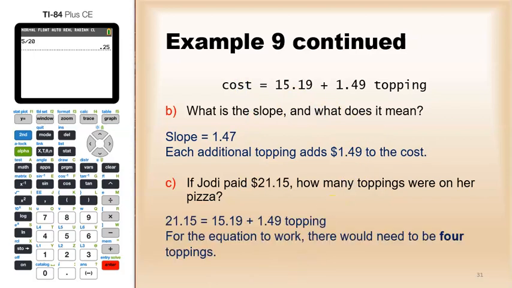So, in order for this to work, you subtract $15.19 and then divide by $1.49. Well, let's do that. If you have $21.15, I subtract the $15.19. That gives me $5.96. And if I divide by $1.49, enter, I see that Jody must have had 4 toppings on her pizza.